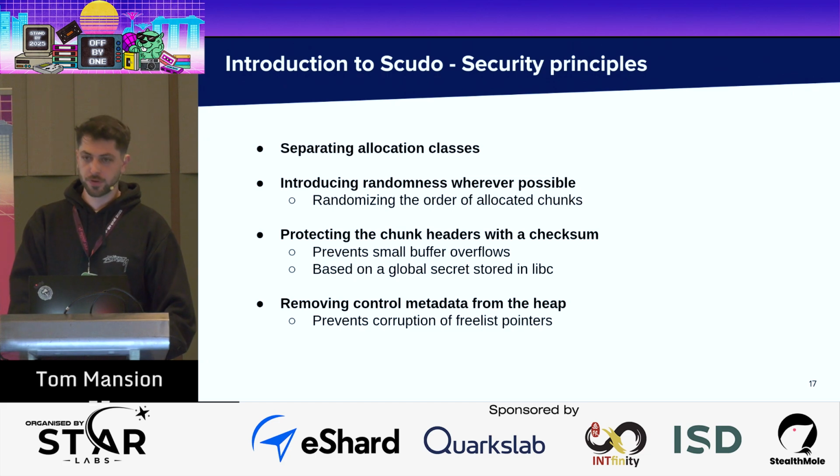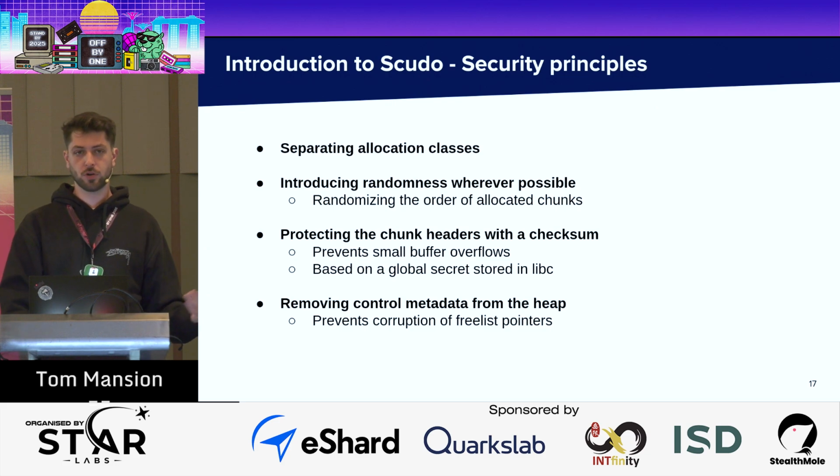Then another property is to protect the chunk headers with a checksum. This prevents small buffer overflows, right? So we cannot overwrite the header of another chunk if we cannot compute this checksum. And this checksum is based on multiple things, including a global secret that's stored in libc.